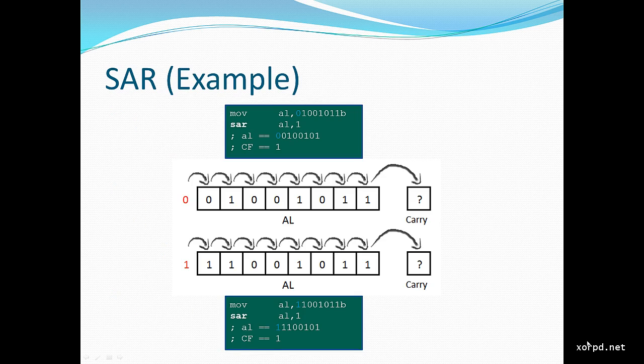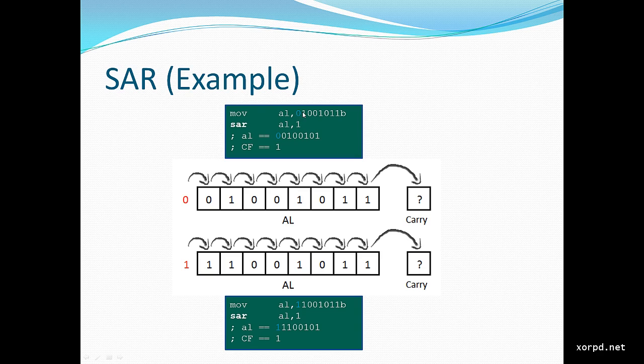Let's look at an example for the shift arithmetic right instruction. We can see here 2 different pieces of code. This part of the picture corresponds to the topmost part, to this piece of code, and the bottom part of the picture corresponds to this piece of code. Let's try to understand the difference.